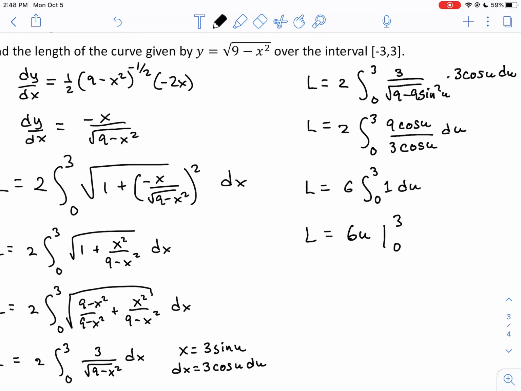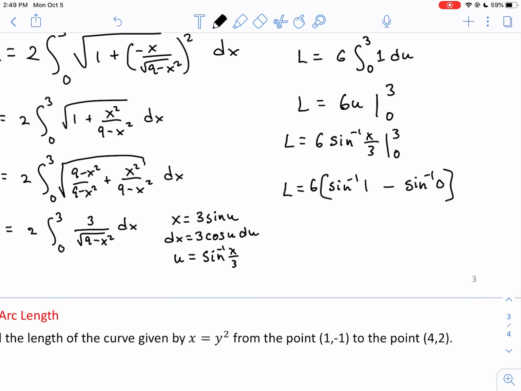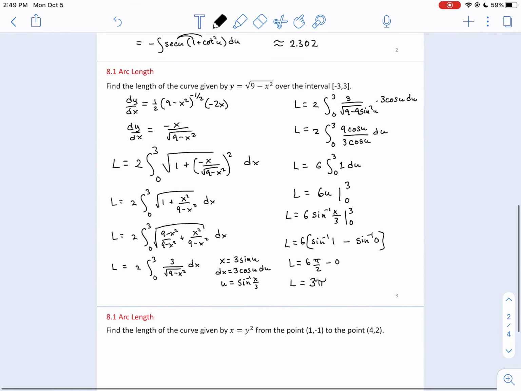Returning over here, solve for u, you get u is equal to, let's see, divide both sides by 3 and do the arc sine. It's the arc sine of x thirds. So our length is equal to 6 times the arc sine of x thirds evaluated from 0 to 3. Plug in 3, we get arc sine of 1, minus plug in 0, we get arc sine of 0, and I'm forgetting a 6. And the arc sine of 1, that means we're trying to find an angle between negative pi halves and pi halves where the sine is 1, and that happens at pi halves. And the arc sine of 0 will be 0, so just minus a 0, and then 6 times pi halves is 3 pi. So that confirms the 3 pi answer we got using geometry.